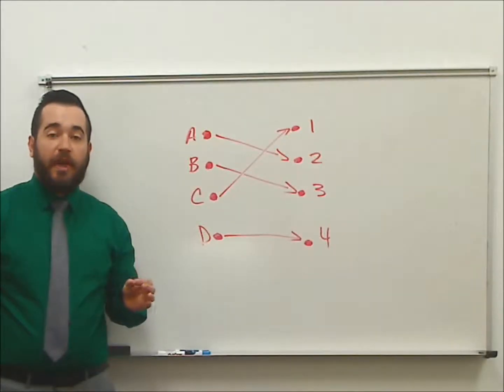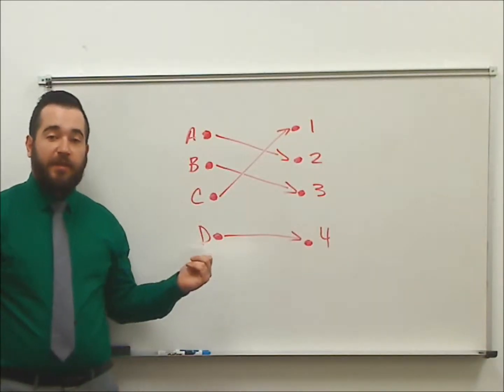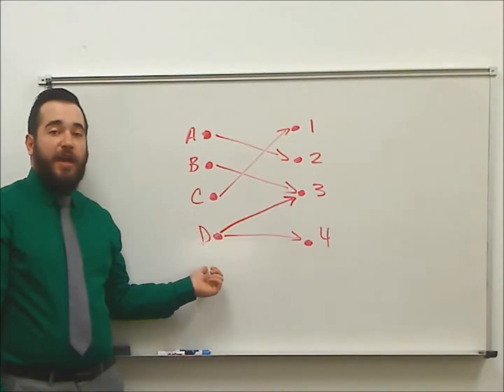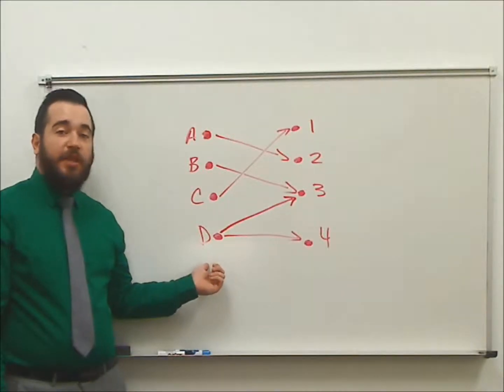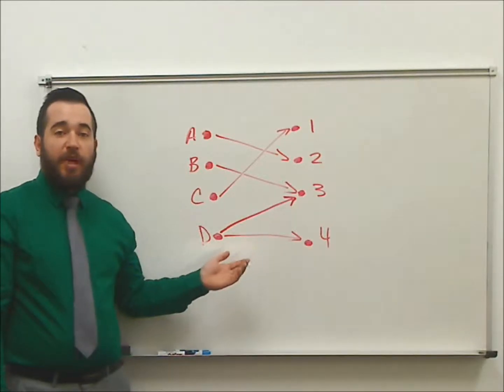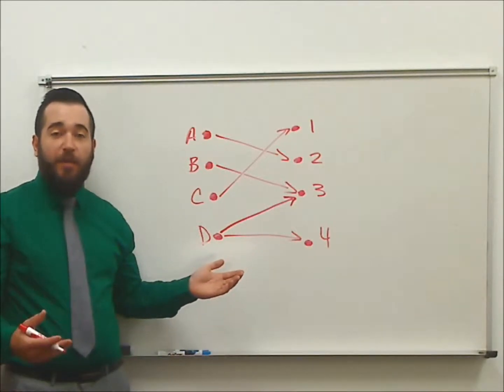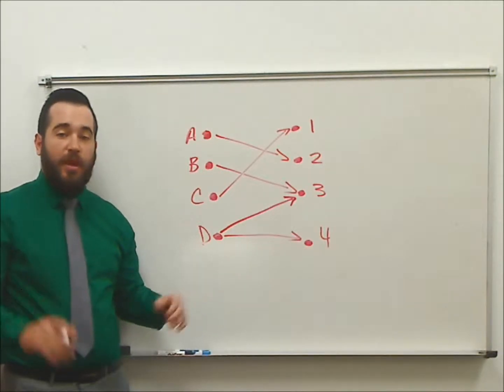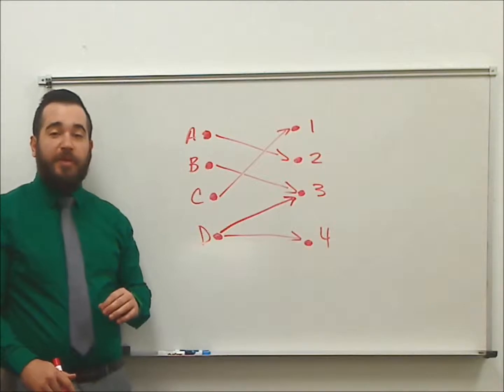Now, something to look out for that's going to make one of these not a function is if you had something like this. Notice that now we have an input of D, and its output is 3 and 4. So our input doesn't have a specific output, it has multiple outputs. We don't want that.